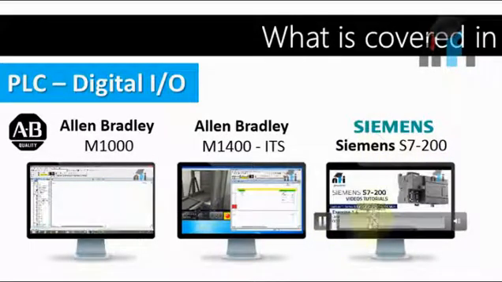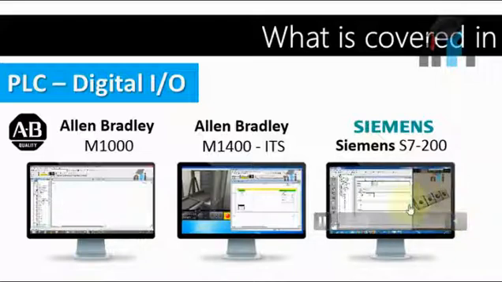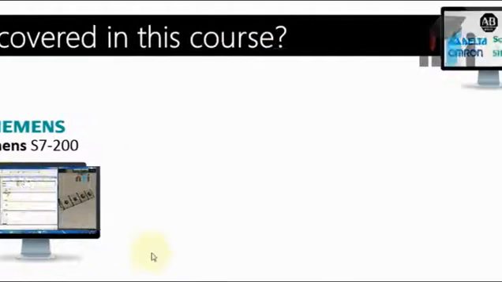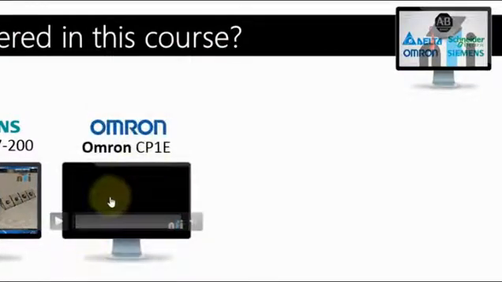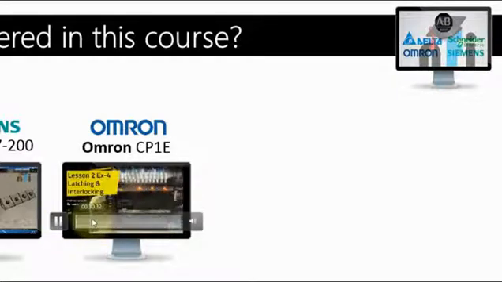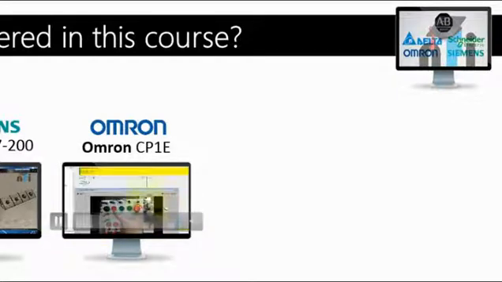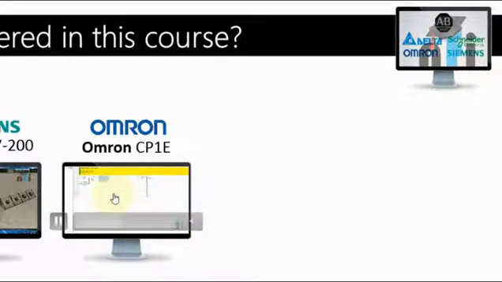Then we have Siemens S7-200. In this module we have the tutorials for Siemens S7-200 and how to program this PLC. And then we have a module on Omron CP1E. In this module we have the live interfacing of the Omron PLC with IOs. These are my inputs, outputs, and emergency, and I'm explaining how to wire these IOs with the PLC and then how to program it. All these things are covered starting from scratch.